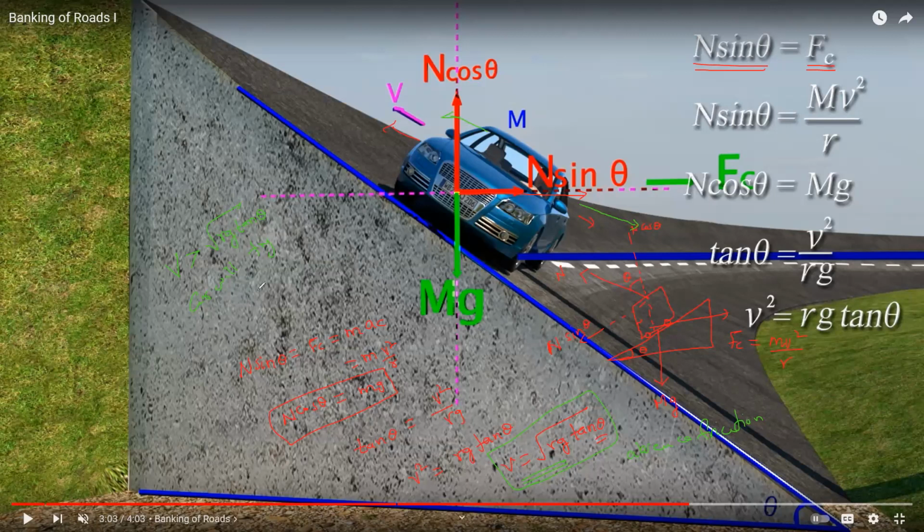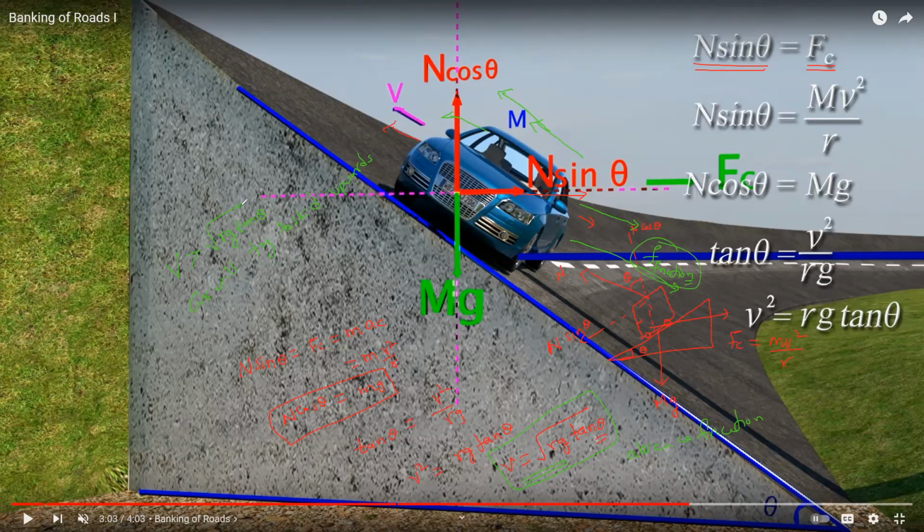So if V is greater than root over Rg tan theta, keep it in mind, the car tries to skid upwards. Car tries to skid in what direction? Everybody? Upward direction. So if it is acting in the upward direction, then the force of friction will act in what direction? Anybody? The body is trying to move in the upward direction. So friction will act in what direction? Yes, the opposite direction. Do you understand, everybody?